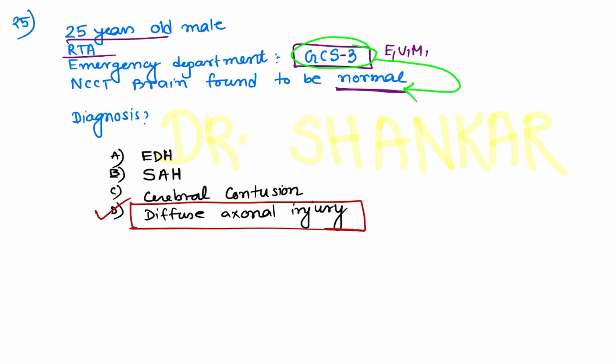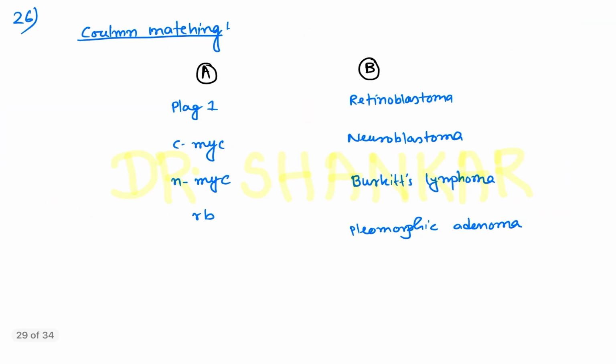In this case, NCCT brain may be normal, but the patient presents in comatose condition with poor GCS, like in this case GCS 3. So this is a typical case of diffuse axonal injury, DAI. This is a repeat question from a previous INICET paper.